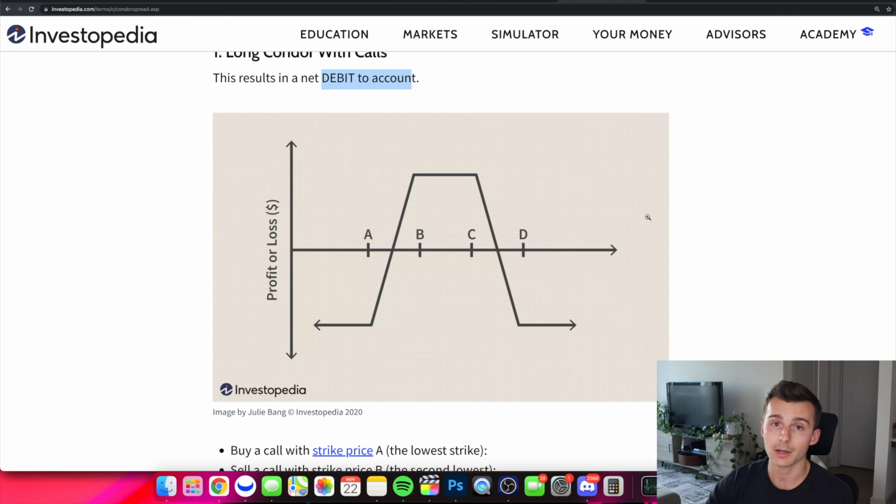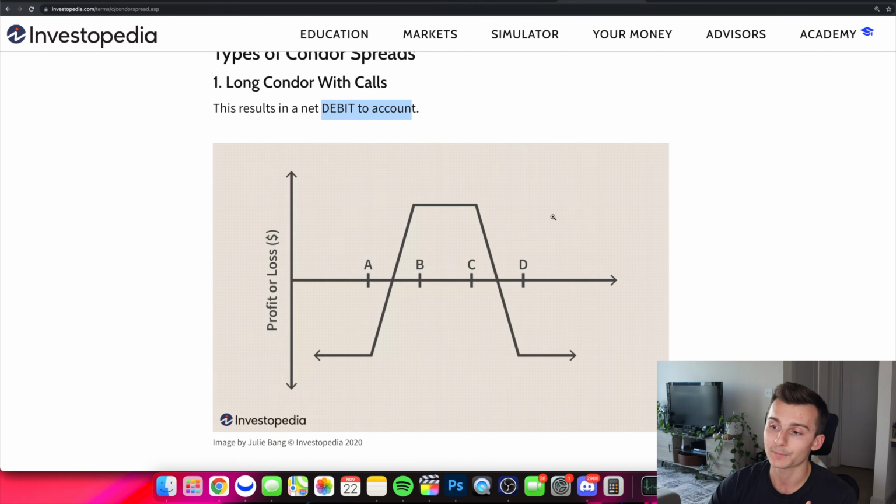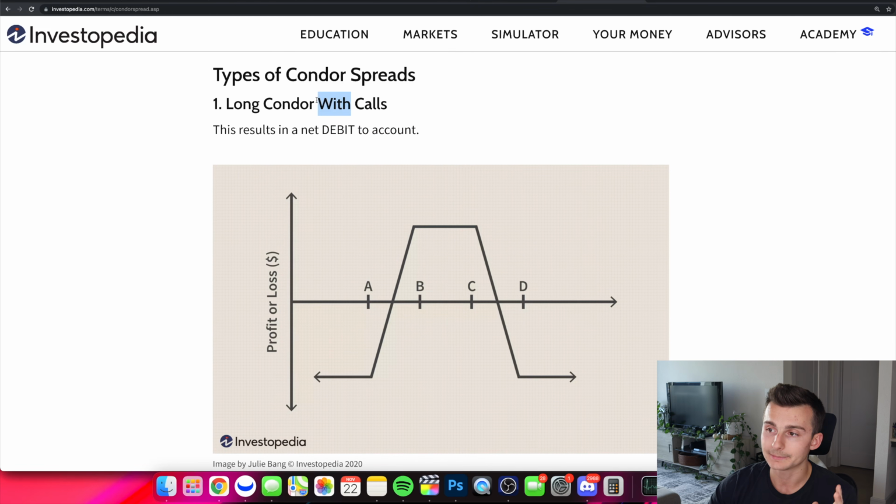We have some more videos on the channel in the options trading playlist. We dive into credit spreads, debit spreads, and we go deeper into some of that stuff. It would be a great baseline to understand before we dive into this. So here's a long Condor spread with calls.